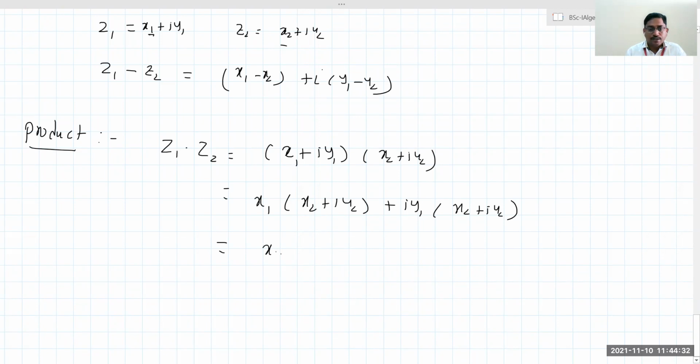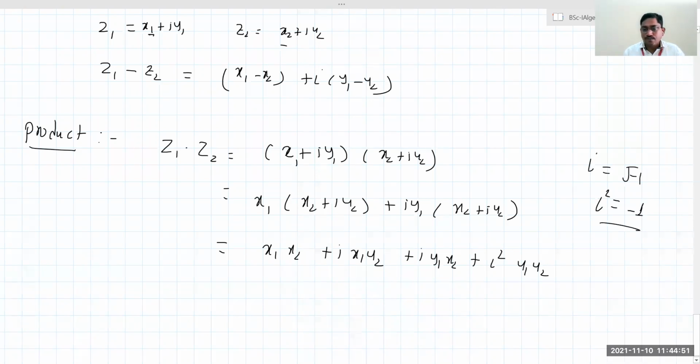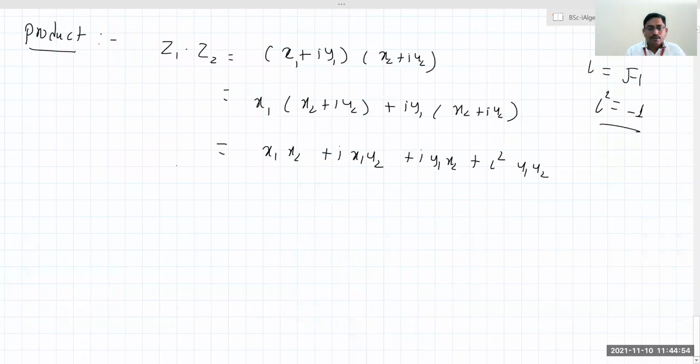So what is the multiplication here? X1X2 plus iX1Y2 plus iY1X2 plus i squared Y1Y2. But the value of i is root minus 1. So what is the value of i squared? It will be minus 1. So you will come to know the real part: X1X2 minus Y1Y2 is the real part because i squared is minus 1. Plus i taken common, X1Y2 plus Y1X2. This is the product of two complex numbers.